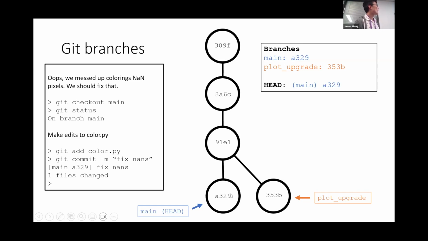4 commits. Again, note that 91E1 knows nothing about either of its child commits, so it doesn't know that it in fact has 2 different diverging branches right now. But that's the current state of our repository. This is one timeline. This is the second timeline, and our branches are pointing to the ends, the present day locations of each timeline.